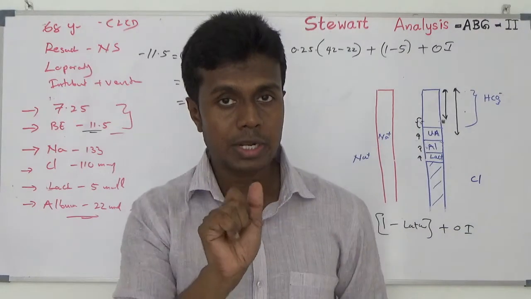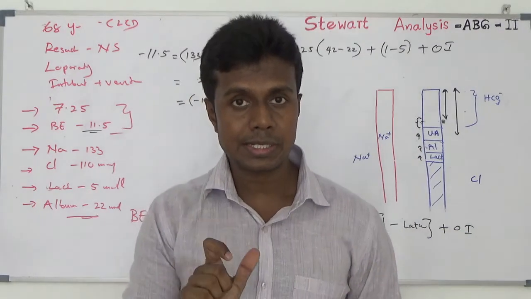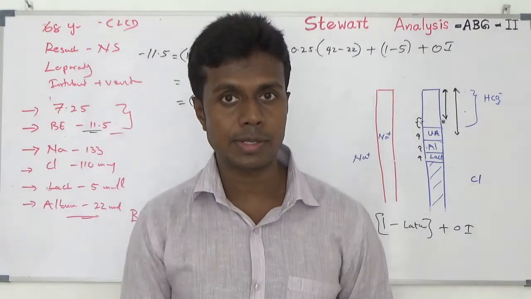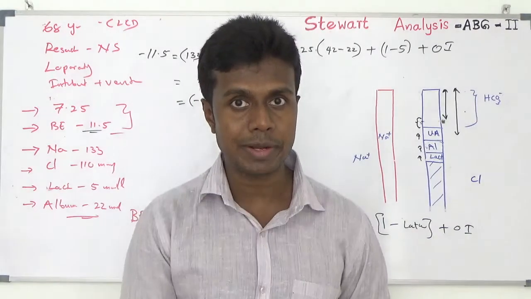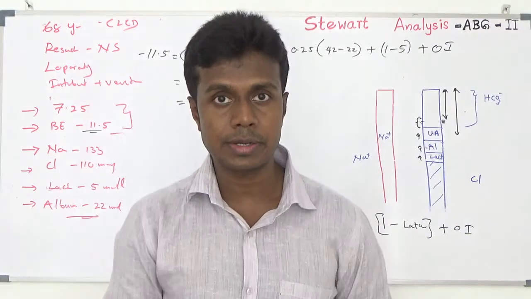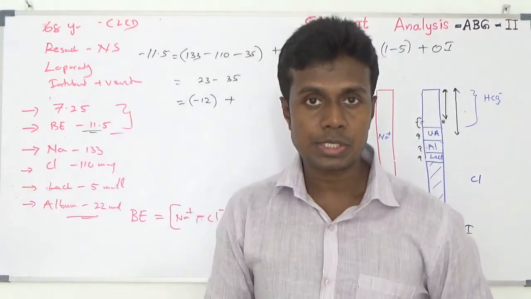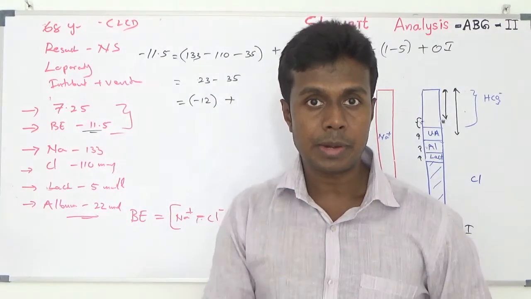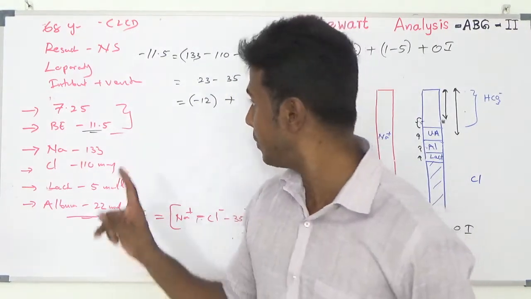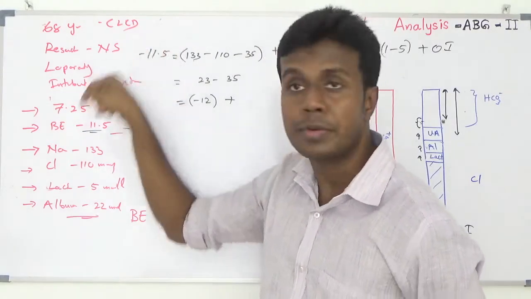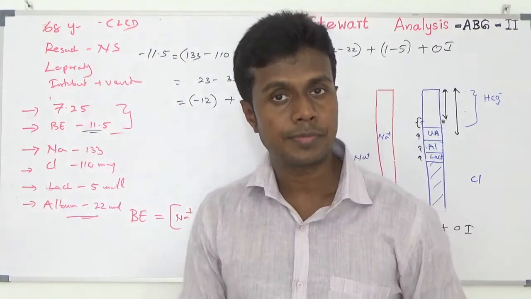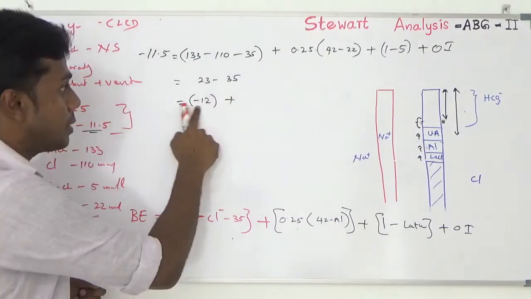If I want to correct the patient's acid base status, I have to correct the strong ion difference. I have to correct the sodium level and reduce the chloride. Then my patient's strong ion difference becomes normal. Once it is normal, my base excess is going to be reduced. So here 12 is there.